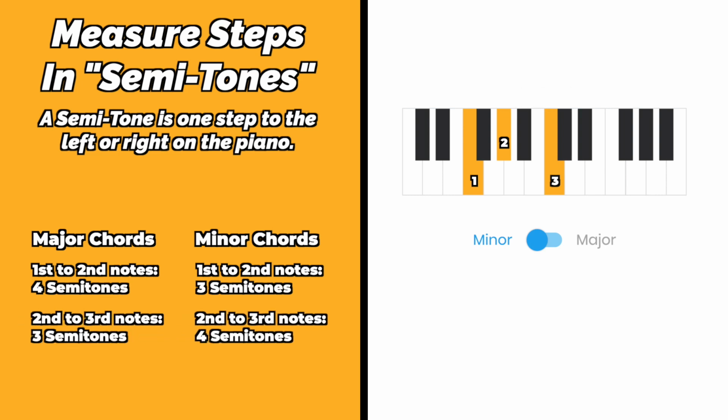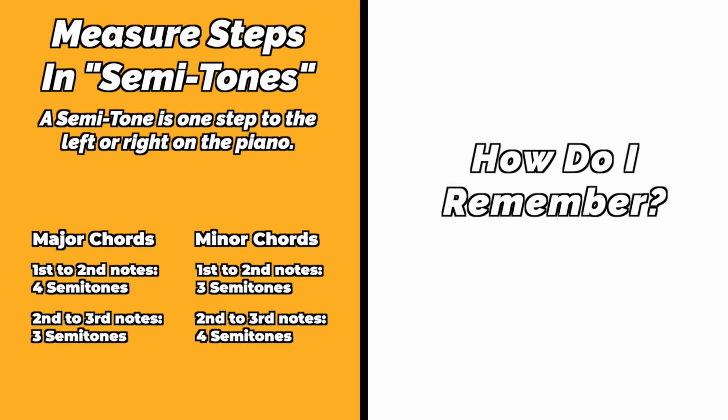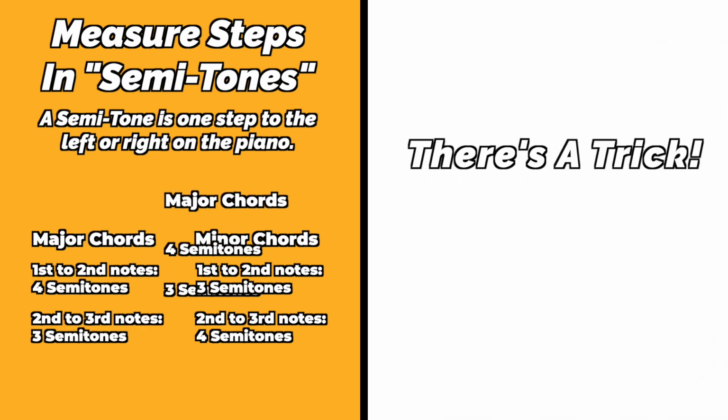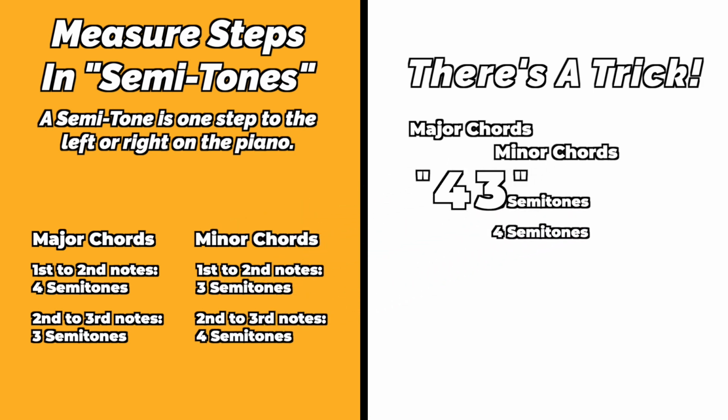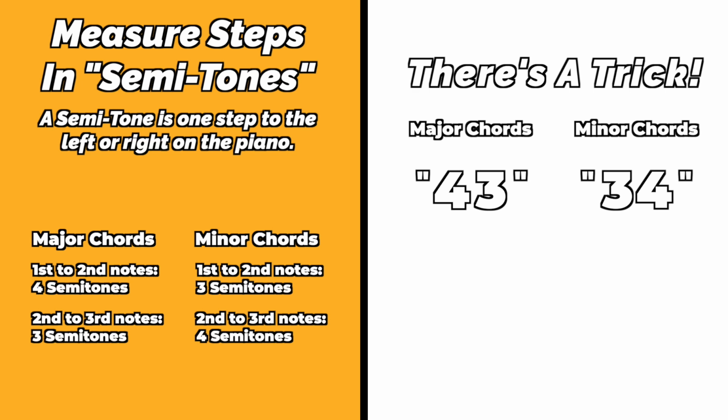So now you might be saying, Mr. Erdogan, how do I remember which one's which? They're so similar. 4 semitones, then 3, or 3, then 4. What do I do to remember which one comes first? Well, I've got a trick for you. If we put these numbers together, 4 and 3, we can look at that as the number 43. Then for the minor chord, if we put these numbers together, we could look at that as 34. Since the word major kind of means bigger and minor kind of means smaller, we can use that 43 and 34 as a way to remember which one's bigger, the major chord, and which one's smaller, the minor chord. And that's how you can remember how to find each of these types of chords.